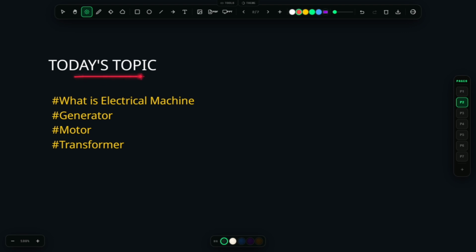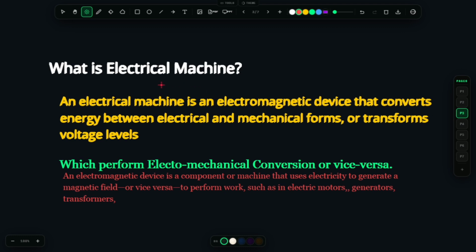So what is today's topic? Today's topic, first I will cover what is electrical machine, then I will cover what is generator, then motor, and after that the last topic is transformer. So these are the basic introduction topics that we are discussing today. So let's begin. In the first slide I will show you what is electrical machine.